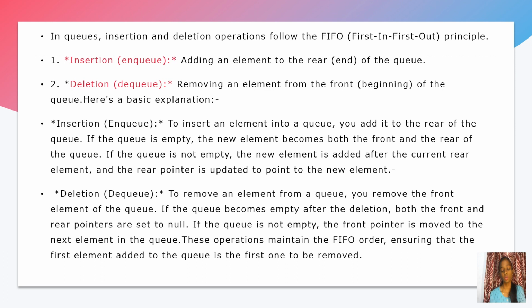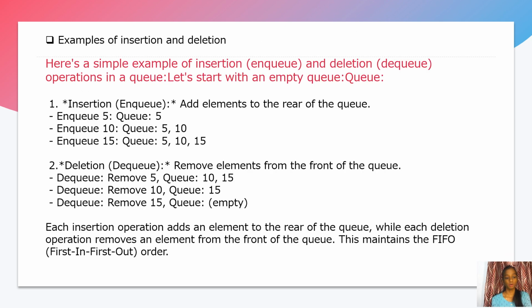So deletion is to remove an element from the queue, as we all know. So you remove the front element of the queue. If the queue becomes empty after the deletion, or otherwise the front is the next element of the queue. So next we'll be moving on to the examples of insertion and deletion.